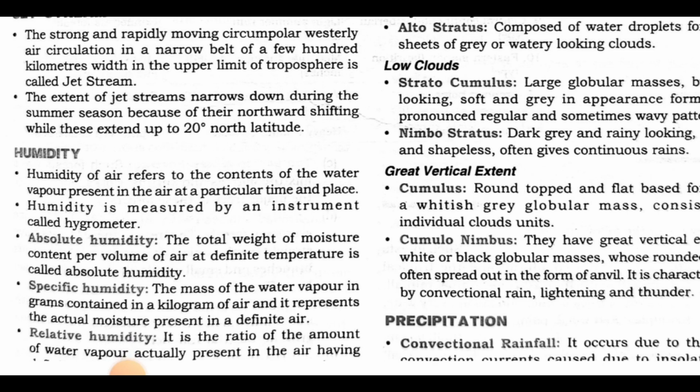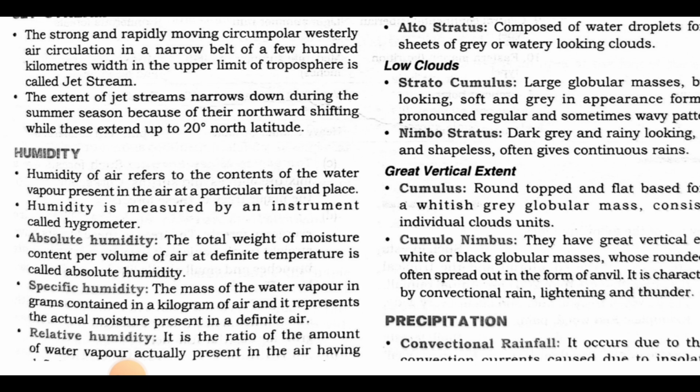Low clouds. Stratocumulus: large globular masses, bumpy looking, soft and grey in appearance, forming a pronounced regular and sometimes wavy pattern. Nimbostratus: dark grey and rainy looking, dense and shapeless, often gives continuous rains.